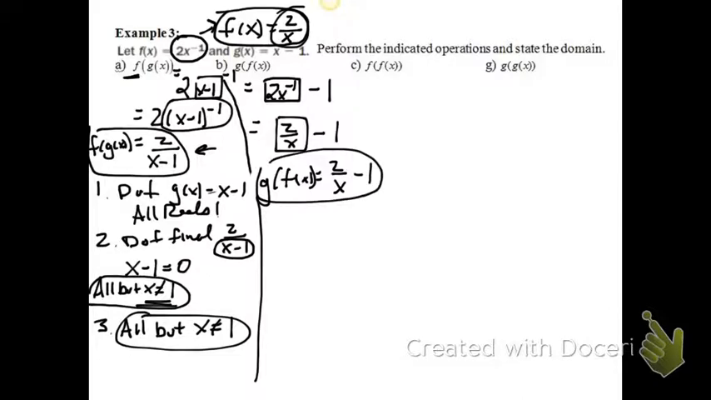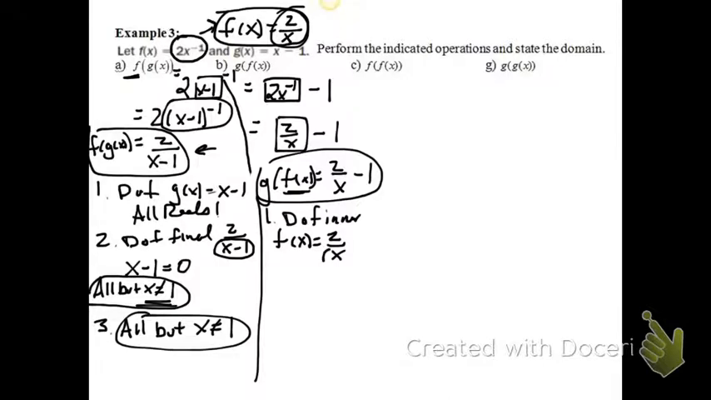Alright, the domain. Step 1, the domain of the inner, which in this case is f. And f of x was, and you know what? Let's write it like this, because it's a little bit more obvious that there's a domain issue. Remember, f of x is 2 over x really.